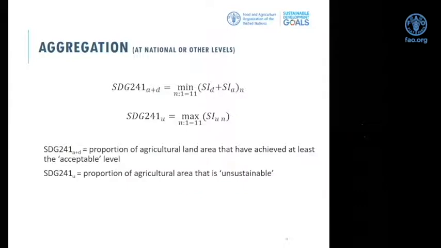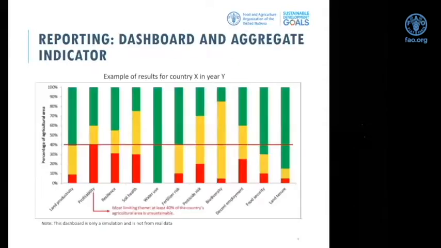Now, as I mentioned to you earlier, we can also derive an aggregate indicator very easily from the dashboard approach. To derive the aggregate indicator, you can see this horizontal red line which cuts across the 11 themes. This line is set at the indicator level which has recorded the highest unsustainability level. In this case, of course, it's profitability. And hence, once we are reporting the indicator at a national level, the overall unsustainability at a country level will be 40%, or the value of SDG 2.4.1 at a national level will be 40%.